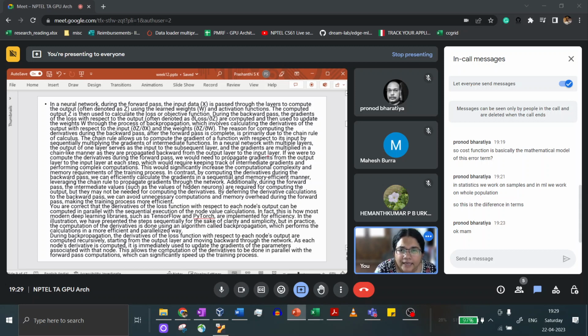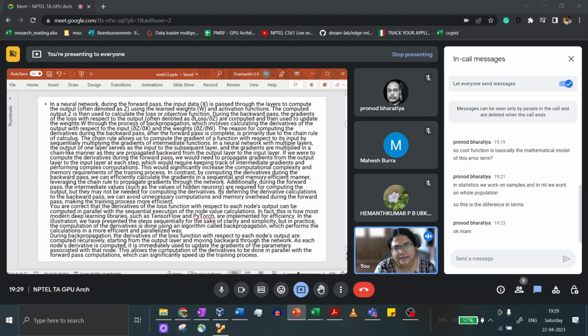If we were to compute the derivatives during the forward pass, we would need to propagate gradients from the output layer to the input layer at each step, which would require keeping track of intermediate gradients and performing complex computations.